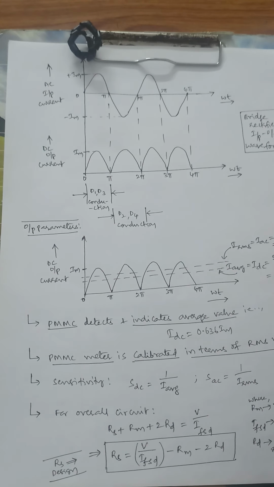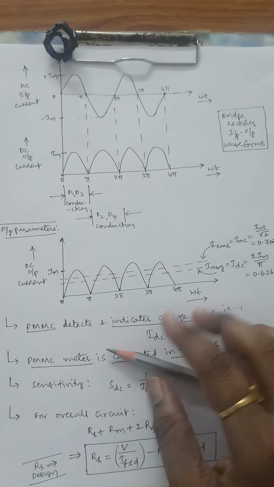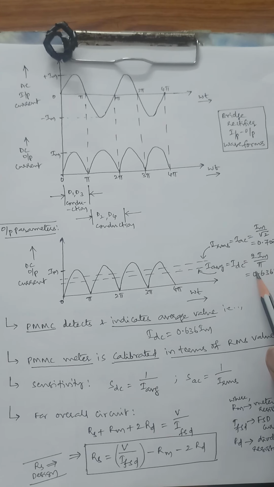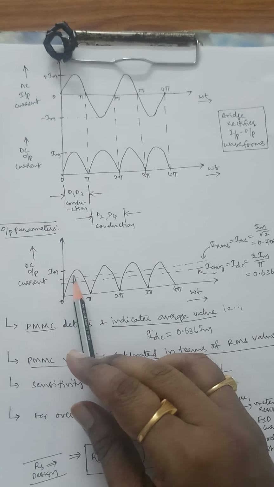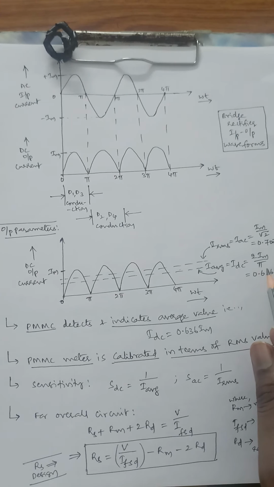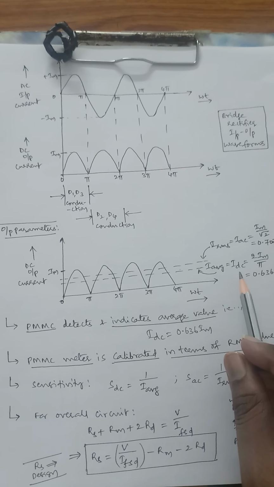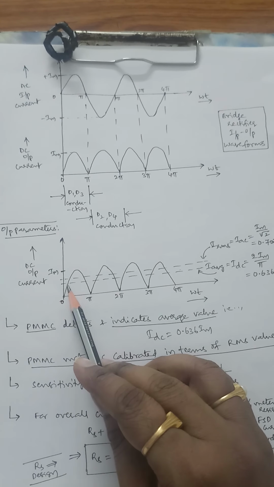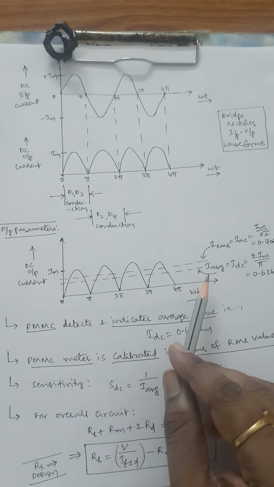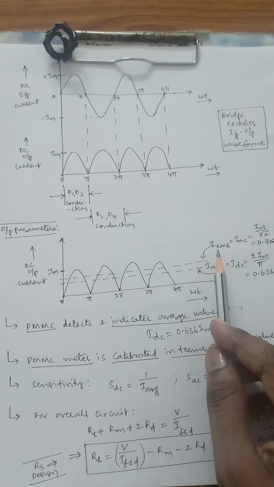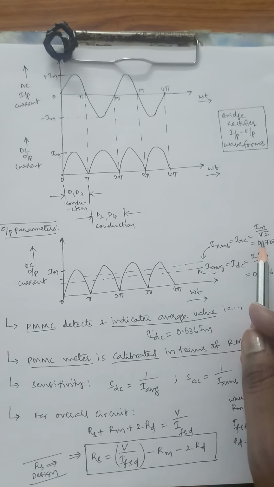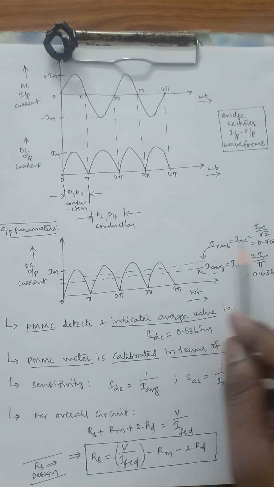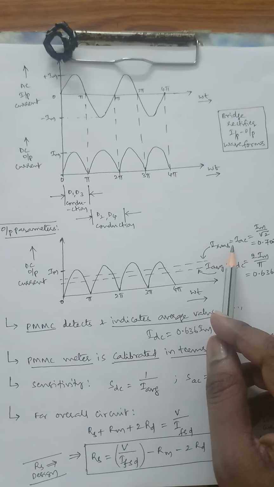So this average value is what we can have. The average value is the DC value, which is nothing but 2 Im by pi. What is this Im? Im is the peak current value, and pi is 3.14. So once you evaluate, IDC will be equal to 0.636 times Im, which means 63.6% of the total current is your DC value. Similarly, once you evaluate the RMS value, IAC equals Im by root 2, which means 0.707 times Im. That means 70.7% of the total current value is your AC waveform.